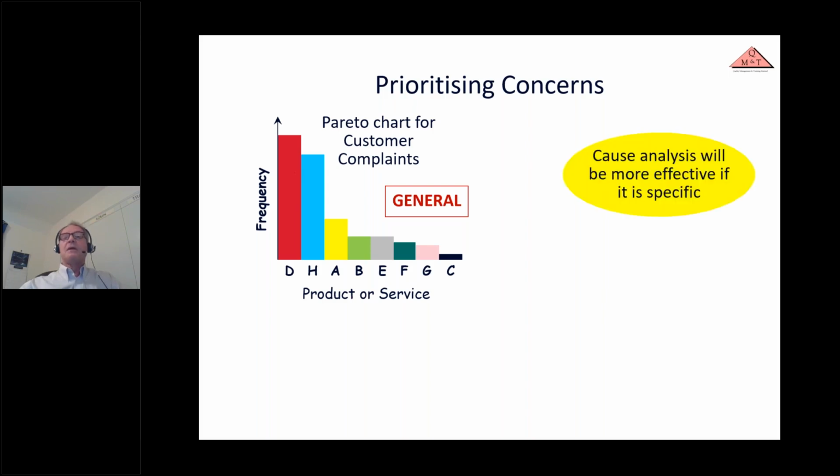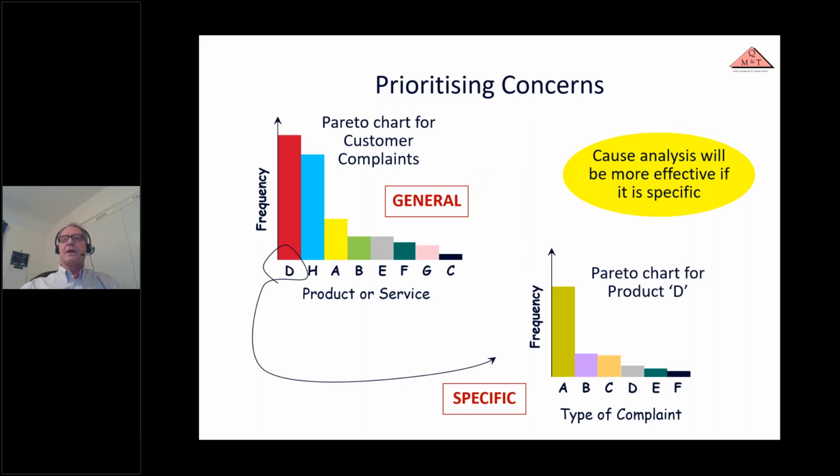However, this is a very broad problem. Customer complaints, it's very general. Cause analysis will be more effective if it's specific. So the team are likely now to focus on a particular area, to break a big problem down into smaller pieces for resolution. And in this example, I've shown a second Pareto chart, which describes the type of complaints for product or service D. So we can create a hierarchy of Pareto charts which enable the team to be more focused, and that becomes more useful.